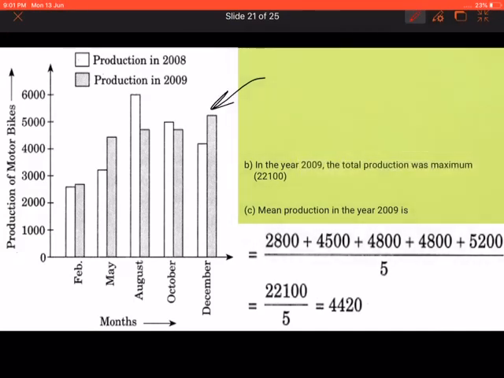Now in the year 2009 the total production was 22,100. That was the question, that in 2009 what was the total production. So if you count with the given one you will get the result, and that will be 22,100. Now mean production in the year of 2009 will be 2800 plus 4500 plus 4800 plus 4800 plus 5200 divided by 5. So if you divide it by 5 you will get 4420. So that's the answer.